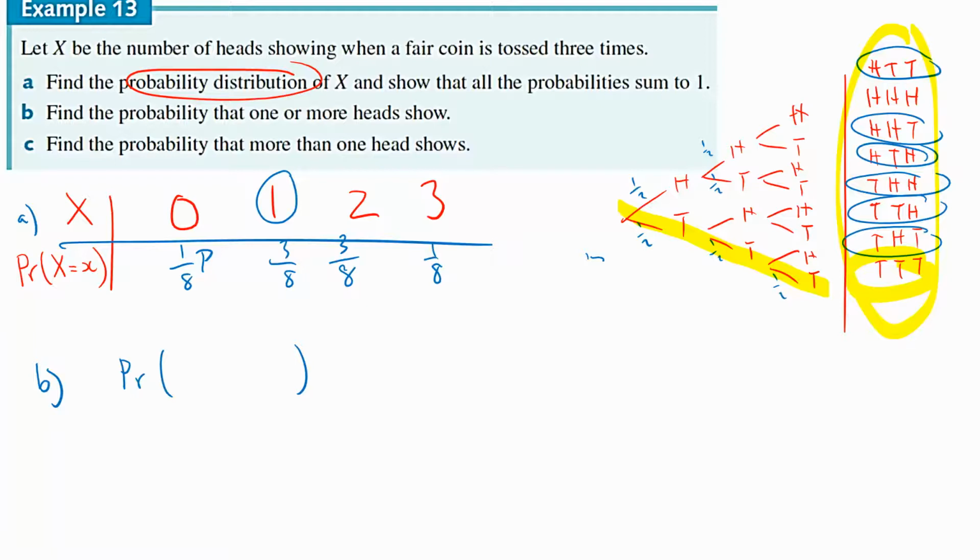Good. Capital X is greater than or equal to 1 because it said 1 or more. And capital X represents the number of times you find H. Yes? Yes, you can. Yes, you can.